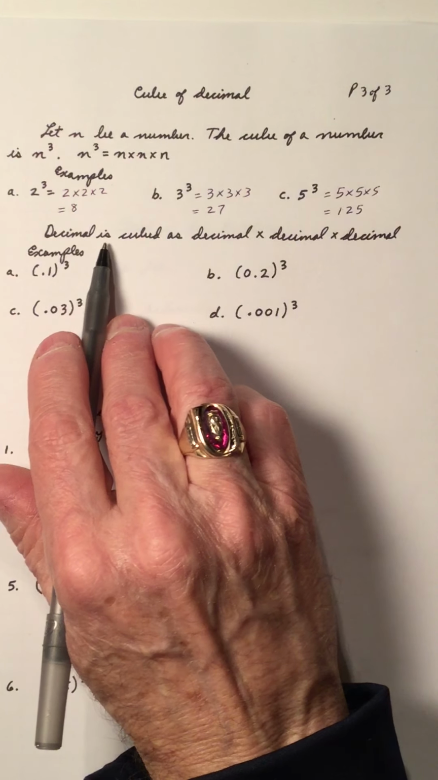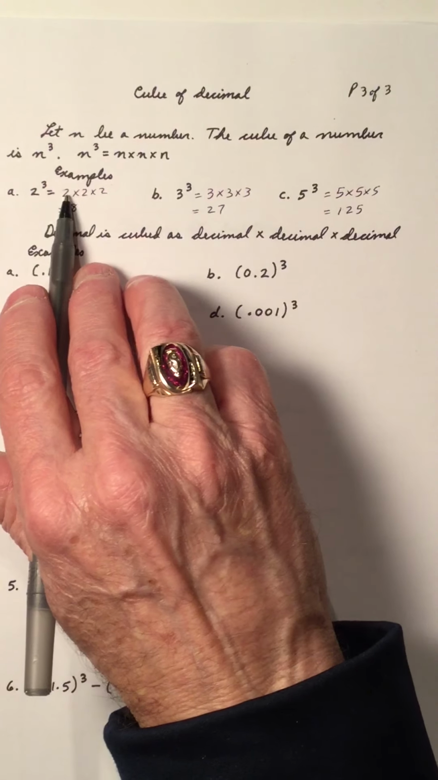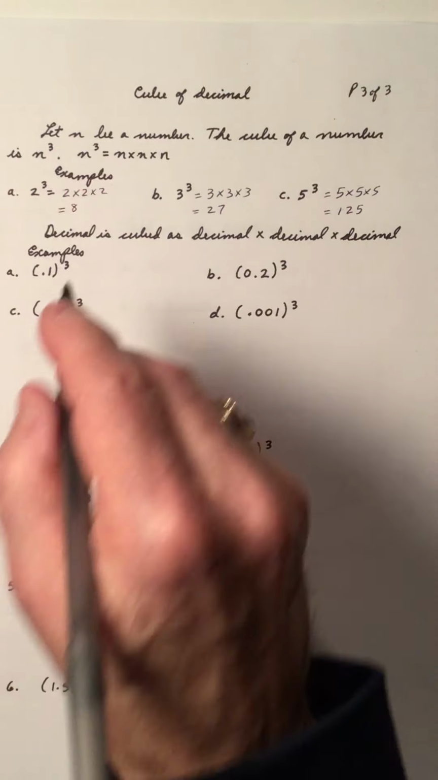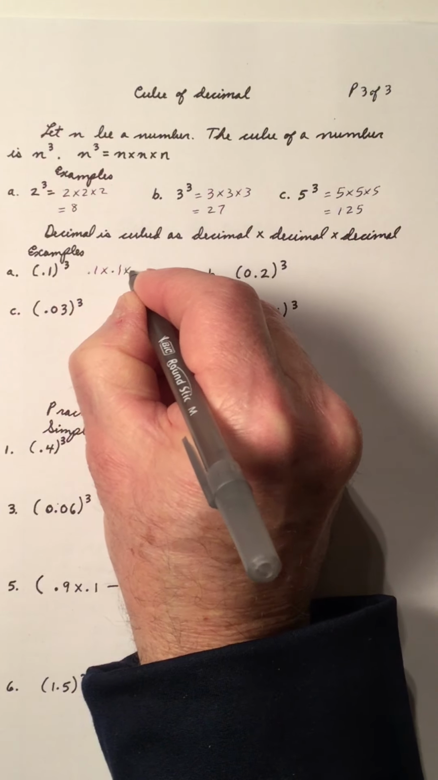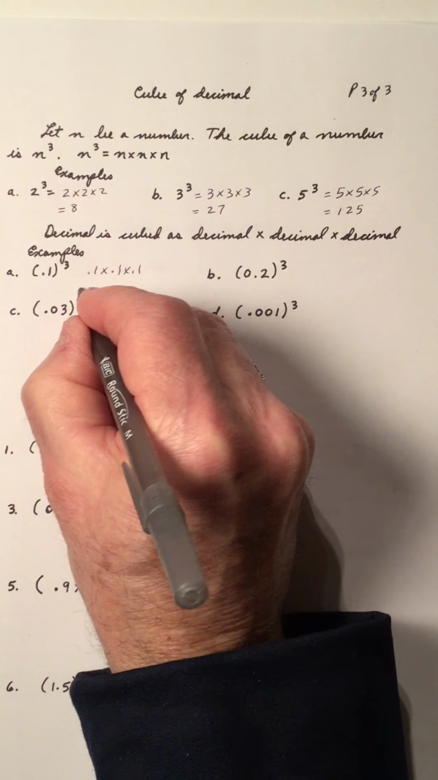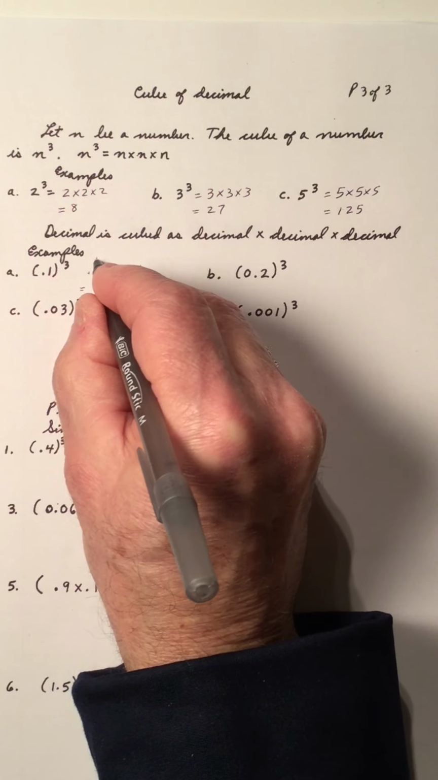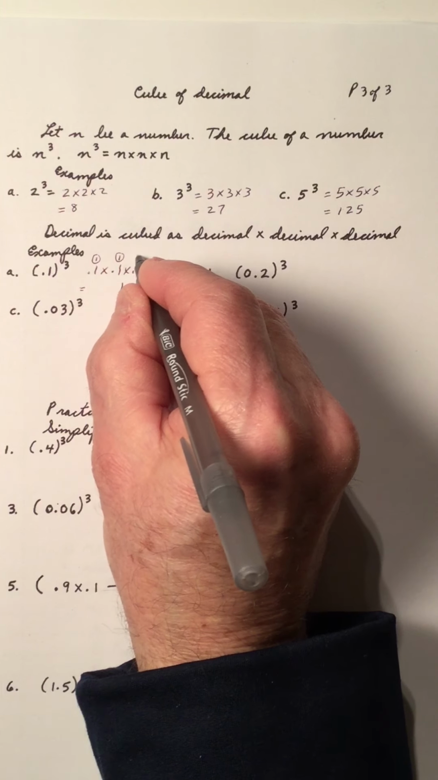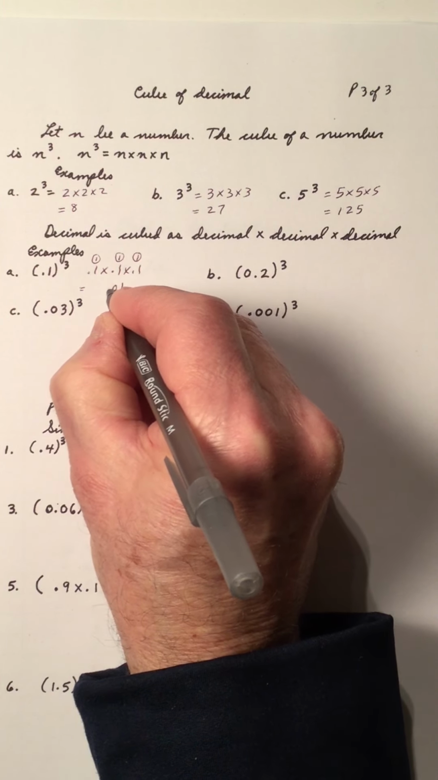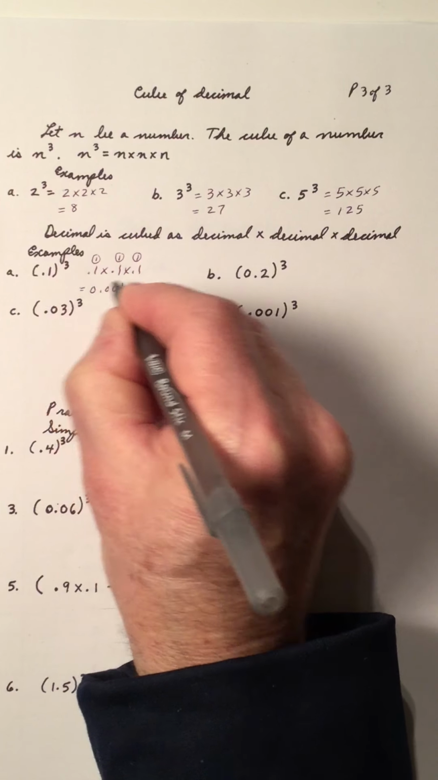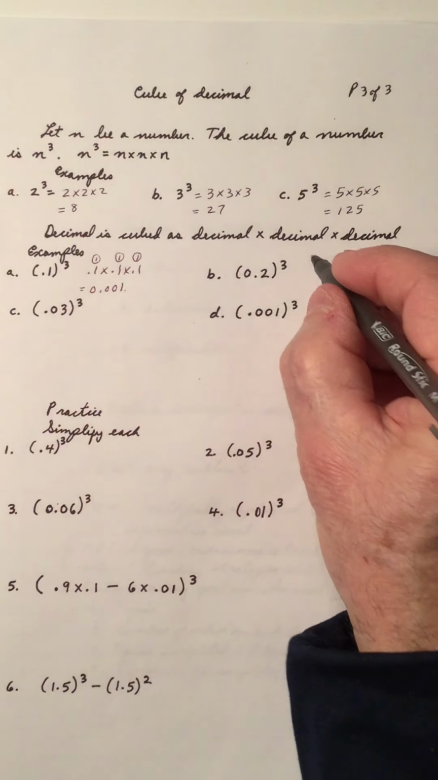A decimal is cubed as decimal times decimal times decimal. It's the same as 2 times 2 times 2 when 2 is cubed. So decimal 1 times decimal 1 times decimal 1 when you cube it is 1 times 1 times 1, which is 1. You've got one decimal place, another decimal place, another decimal place. So there's 3 decimal places. So we get, start here, 1, 2, 3, 3 decimal places.